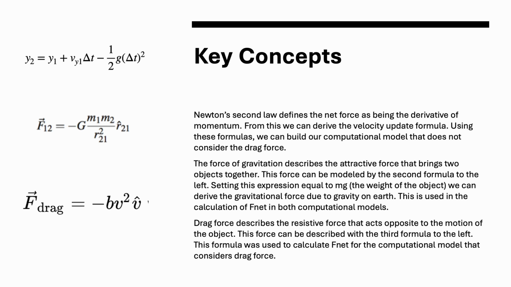The force of gravitation describes the attractive force that brings two objects together. This force can be modeled by the second formula to the left. Setting this expression equal to mg, the weight of the object, we can derive the gravitational force due to gravity on Earth. This is used in the calculation of F-net in both computational models.